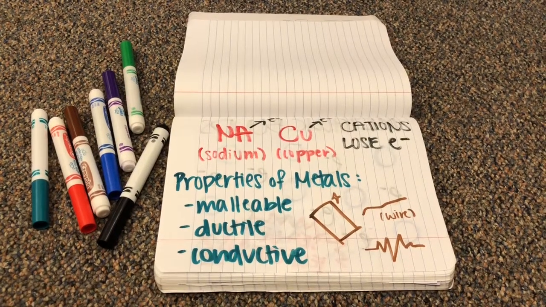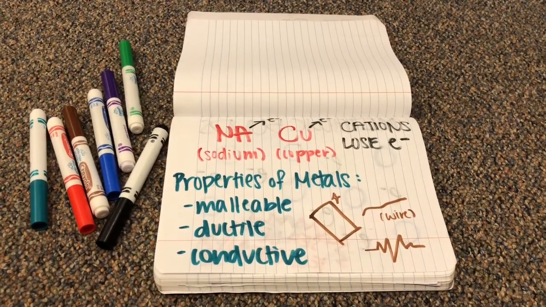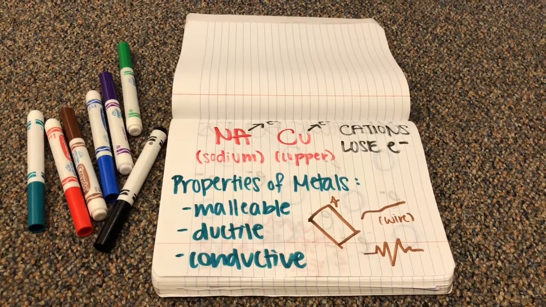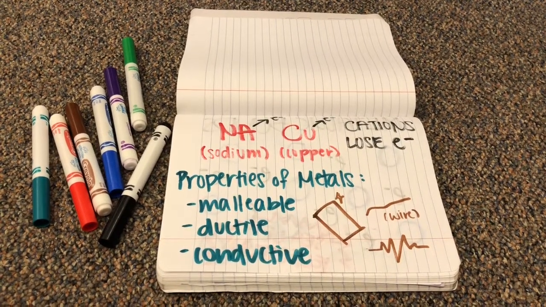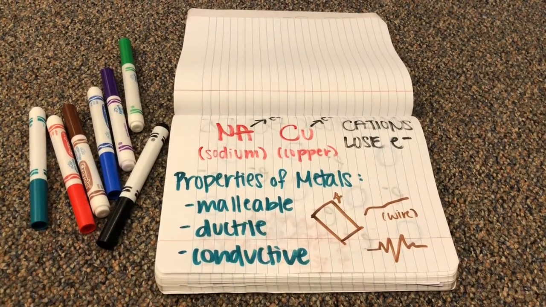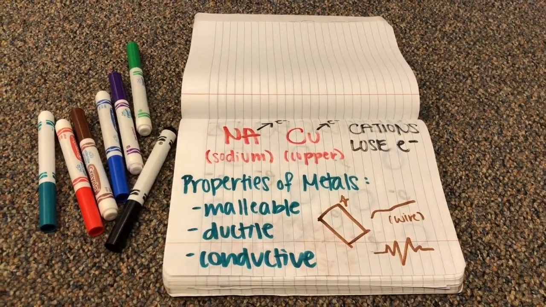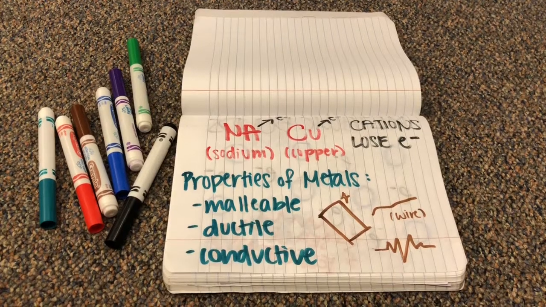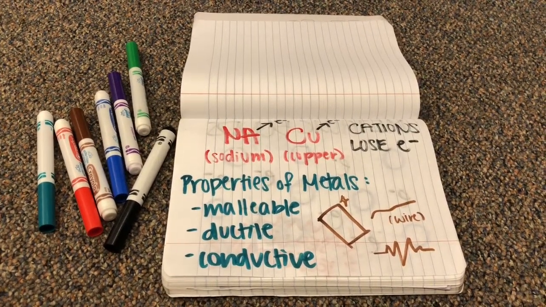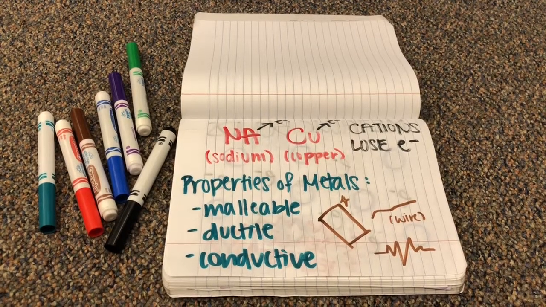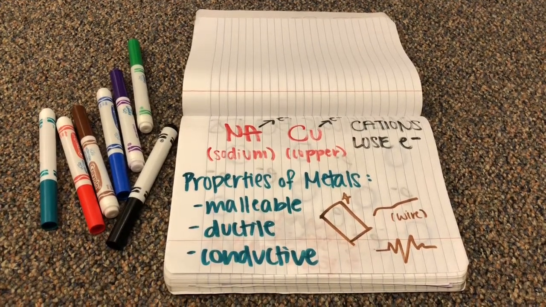Some properties of metals are that they are malleable, which means they can be shaped into sheets or different forms. They're ductile, which means they can be made into wire, and they're conductive, which means they allow the flow of electrons. These properties are all possible because metals have metallic bonds, which means there are free-flowing electrons between the ions, making them easily moved and making them conductive.